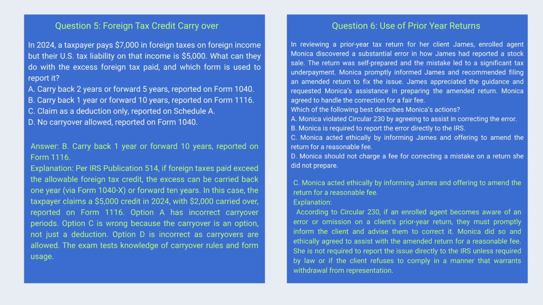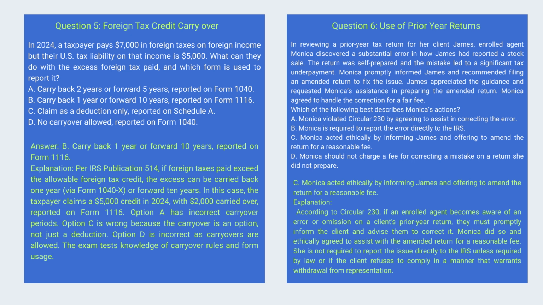Correct answer is option C. Monica acted ethically by informing James and offering to amend the return for a reasonable fee. According to Circular 230, if an enrolled agent becomes aware of an error or omission on a client's prior year return, they must promptly inform the client and advise them to correct it. Monica did so and ethically agreed to assist with the amended return for a reasonable fee. She is not required to report the issue directly to the IRS unless required by law, or if the client refuses to comply in a manner that warrants withdrawal from representation.